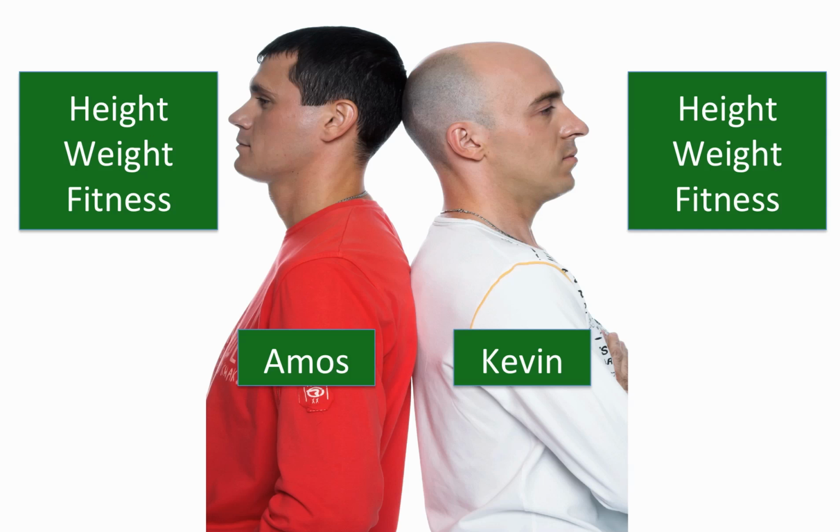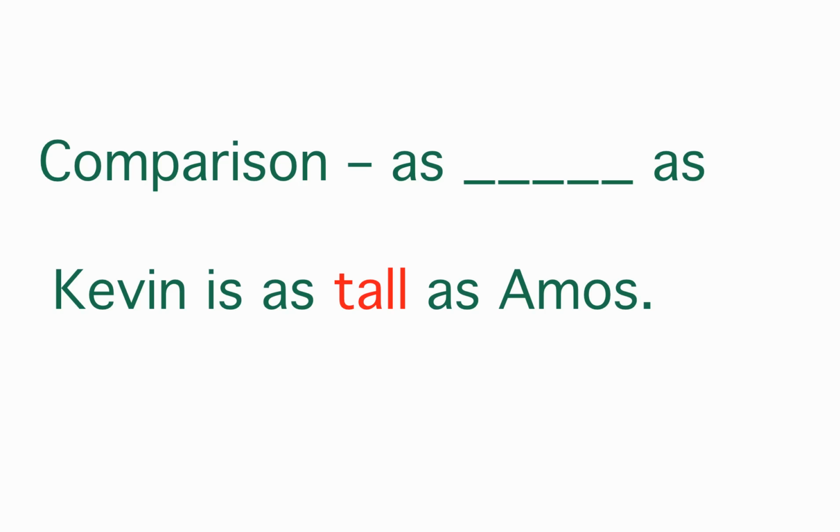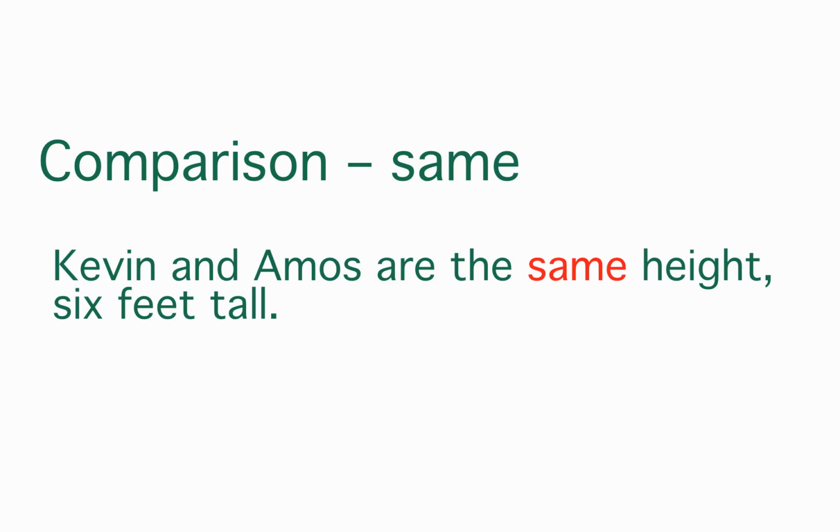Now the next thing we have to do is develop the paragraph. And we go back and we look at the three areas that we want to develop: height, weight, and fitness. And to do this, let's look at some signal words that we use to show similarity. We use comparison where we use as with an adjective and an as, and this shows similarity. So Kevin is as tall as Amos. We could also use the adjective same. So Kevin and Amos are the same height, 6 feet tall.